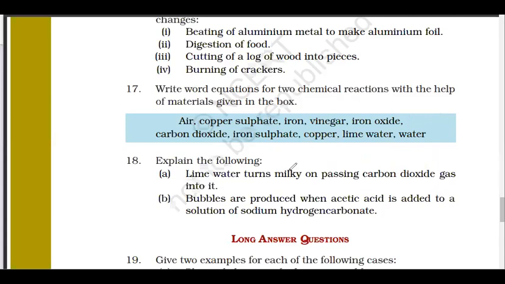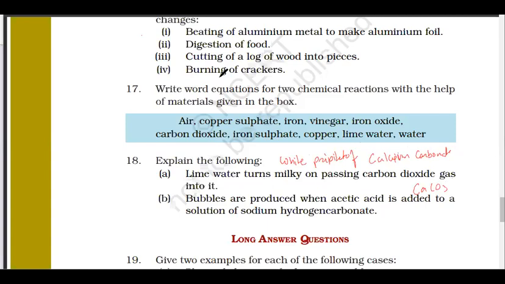Okay, so Purvi, you can write that lime water turns milky on passing carbon dioxide gas into it because it forms a white precipitate of calcium carbonate. Calcium carbonate. Okay, the formula is CaCO3. Okay, got it?